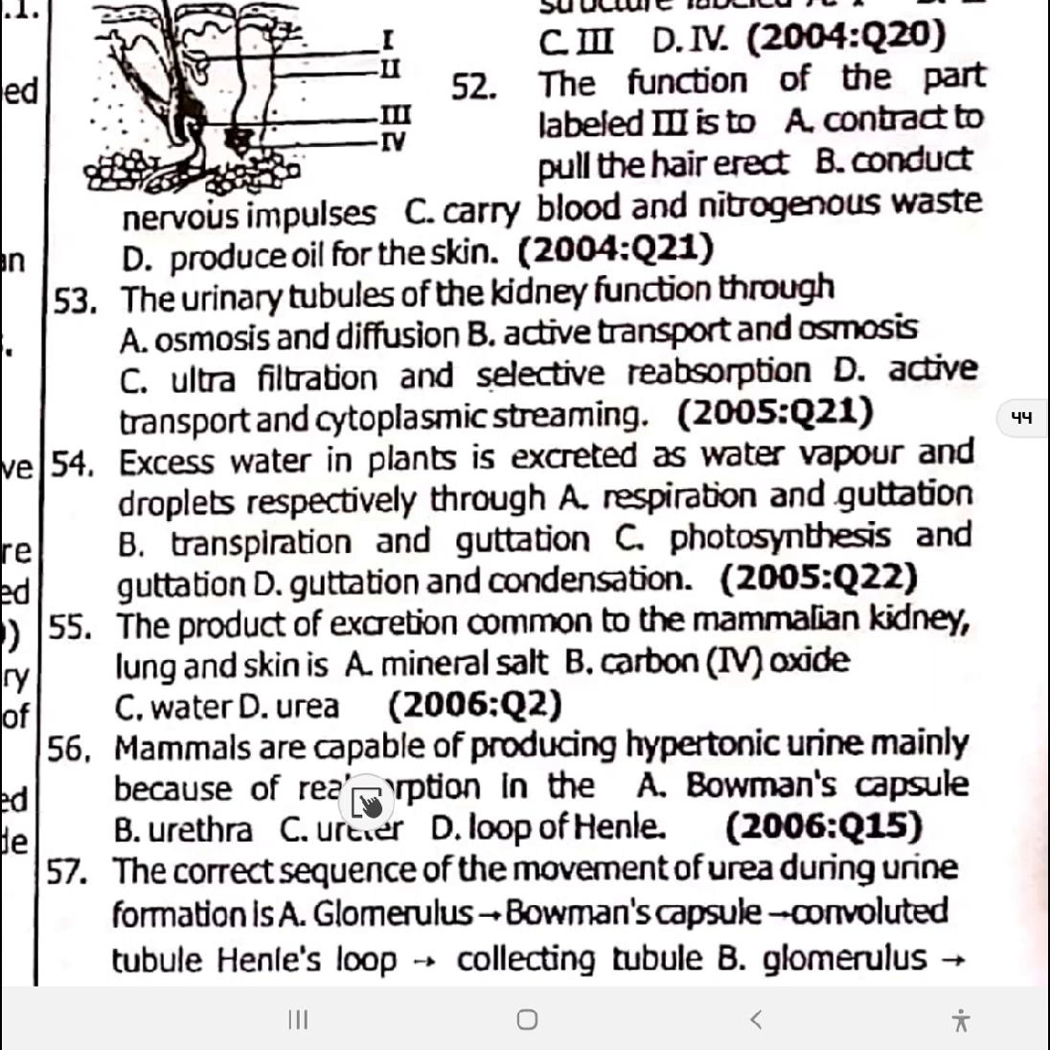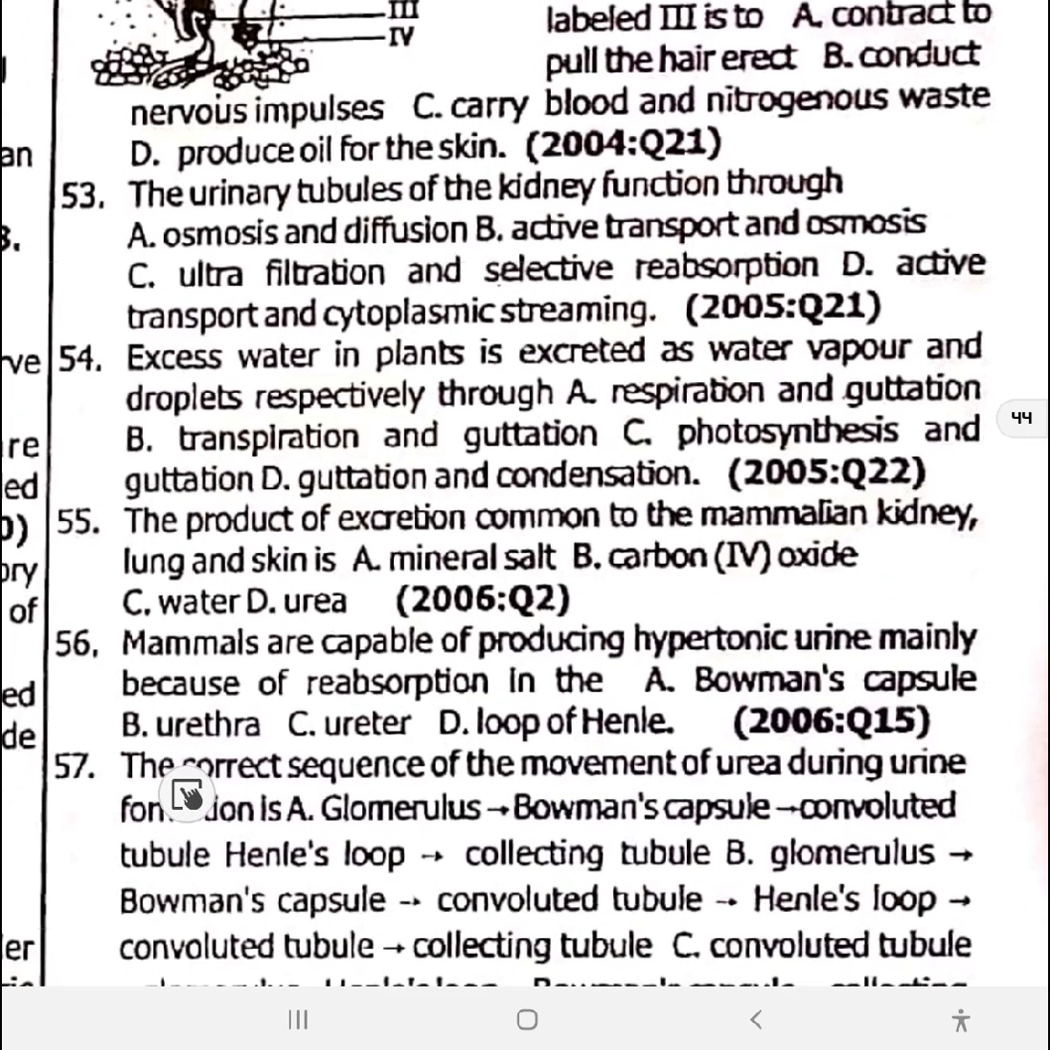55, let's run through. The product of excretion common to the mammalian kidney, lungs, and skin is water. 56. Mammals are capable of producing hypertonic urine mainly because of the reabsorption in loops of Henle. 57. The correct sequence of the movement of urine during urine formation is.